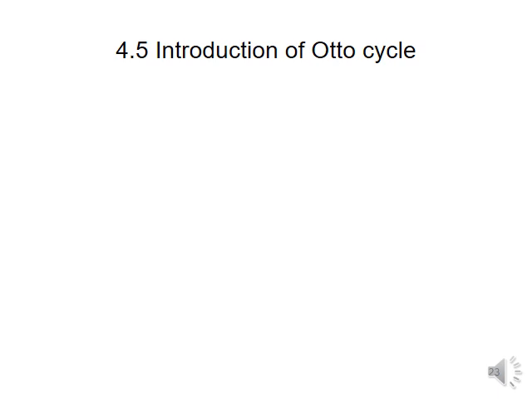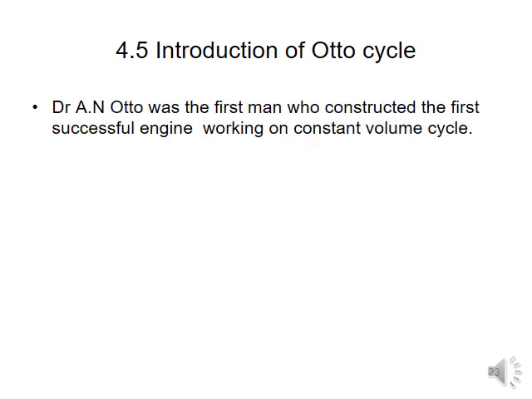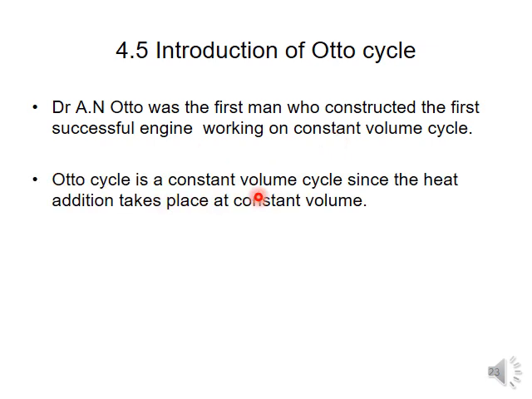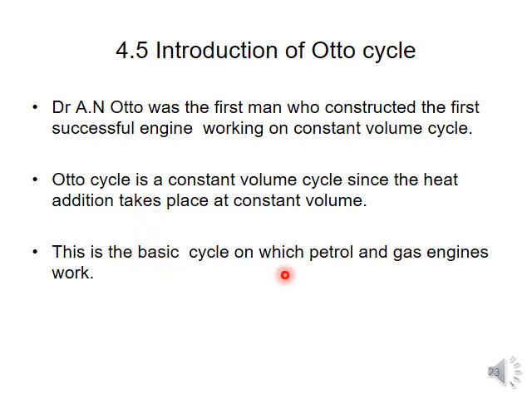The Otto cycle is named after one of the earlier developers. Dr. A.N. Otto was the first man who constructed the first successful engine working on a constant volume cycle. So this cycle is also called a constant volume cycle, because you are giving heat at constant volume. The Otto cycle is a constant volume cycle since the heat addition takes place at constant volume. This is the basic cycle on which the petrol and gas engines work. The petrol engines are nothing but the SI engines.